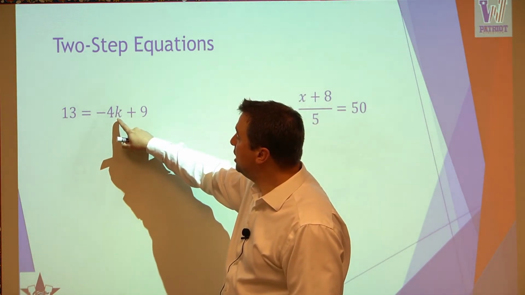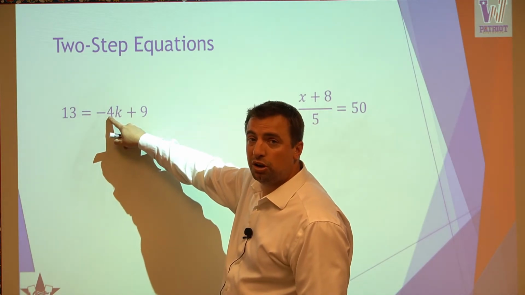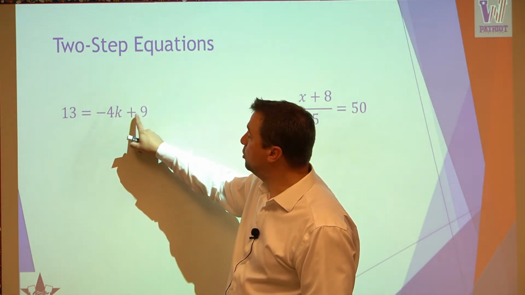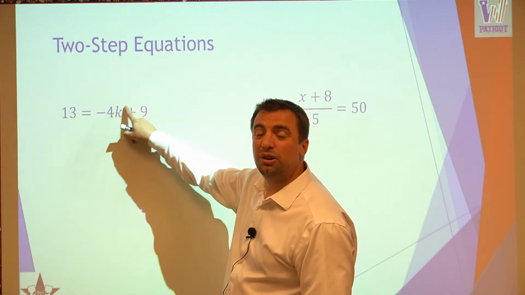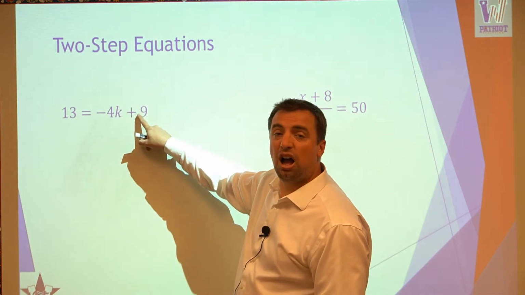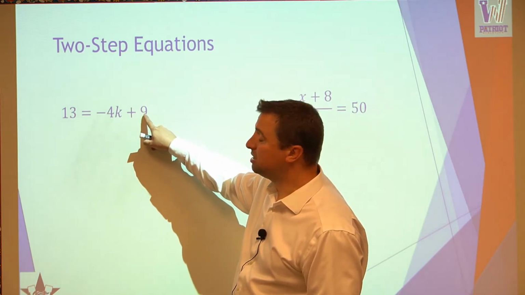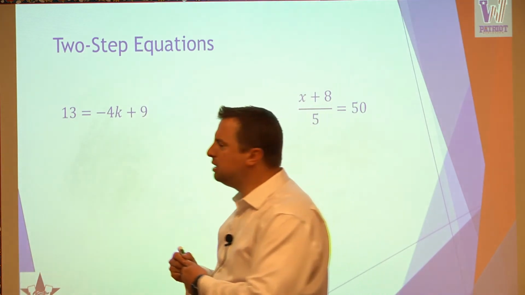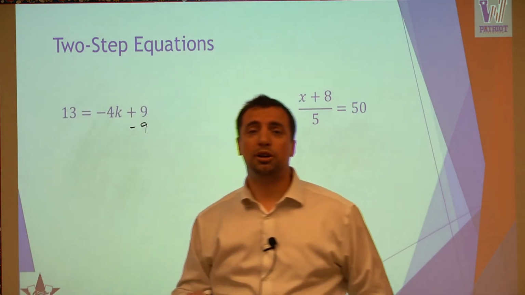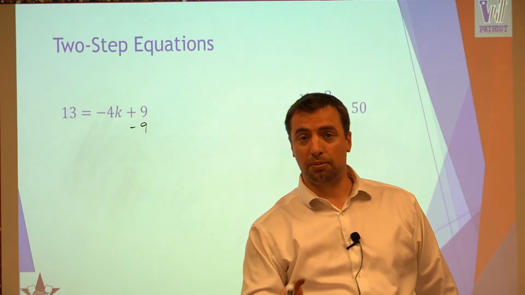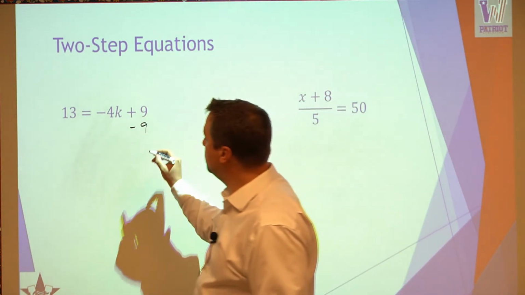So we're going to do those inverse operations, but we want to follow rule number 4, which is do the constant first. Get rid of the constant first. So the inverse operation of plus 9 is subtract 9. So we're going to subtract 9 from this side. And then we also want to make sure we follow rule number 3. Remember, do the same operation to both sides.